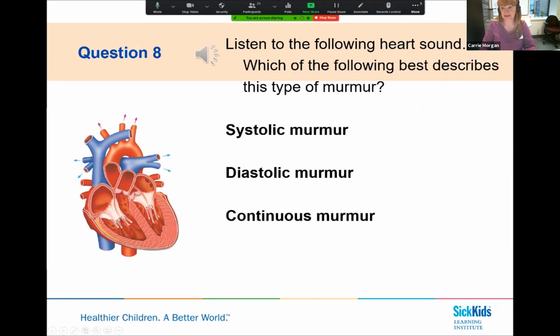So we have a new heart sound this time. Again, you can use rhythm to help you with this one because it's slowed down to adult rates. Listen to the following heart sound. Which of the following best describes this type of murmur?